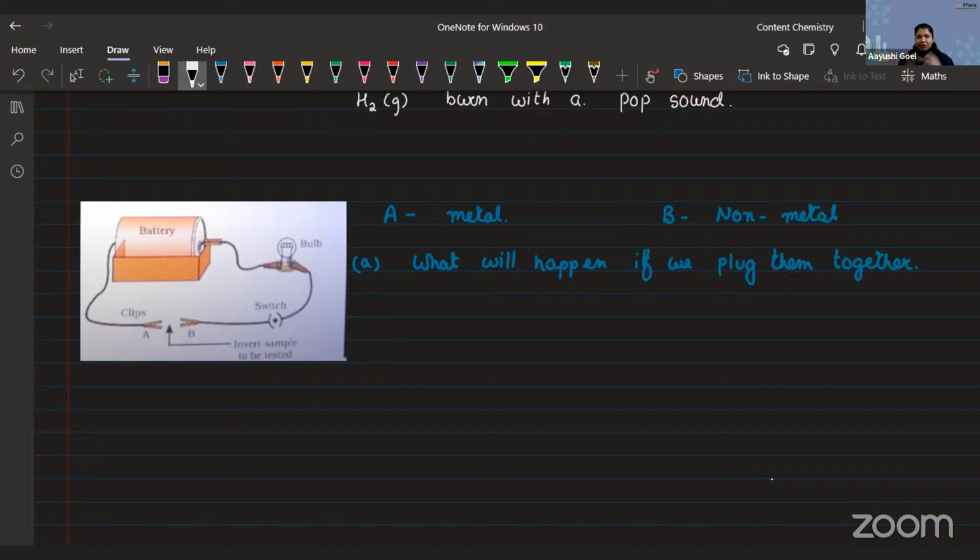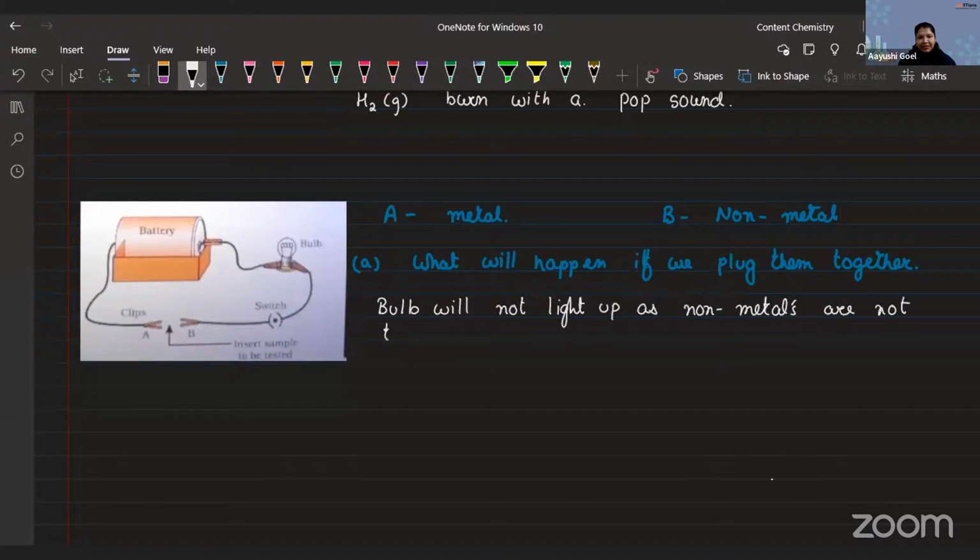So if I club them together, then in that case the bulb will not light up, because non-metals are not conductors of electricity. As non-metals are not conductors of electricity.